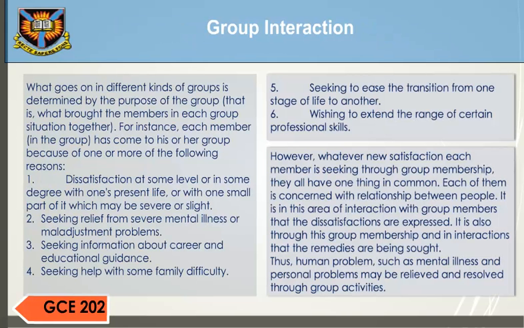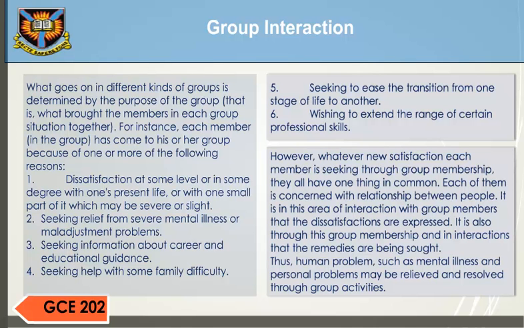Group interaction. What goes on in different kinds of groups is determined by the purpose of the group. That is, what brought the members of each group together. For instance, each member in the group has come to his or her group because of one or more of the following reasons. 1. Dissatisfaction at some level or in some degree with one's present life or with one small part of it, which may be severe or slight.